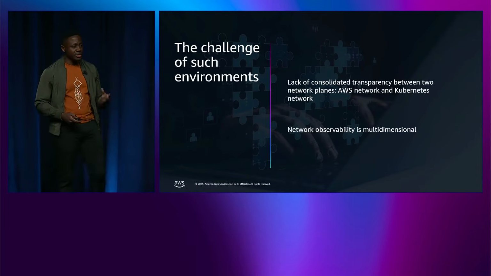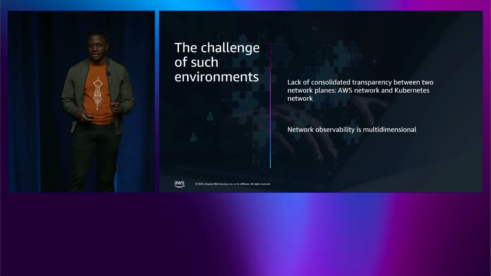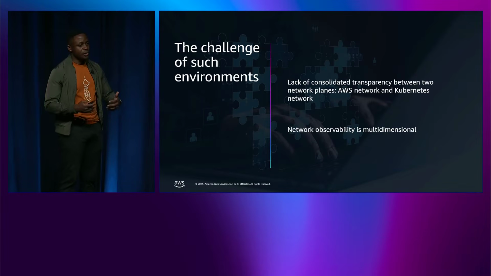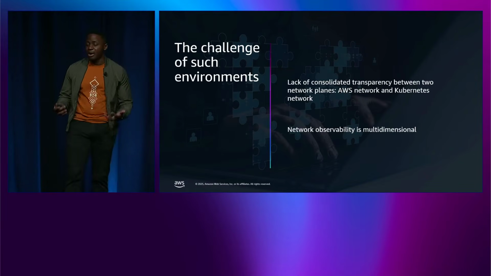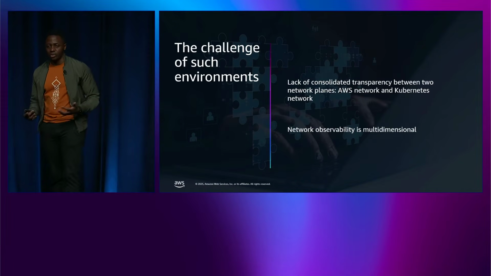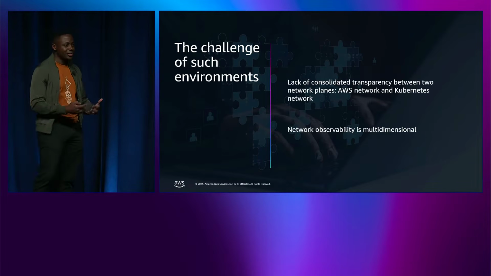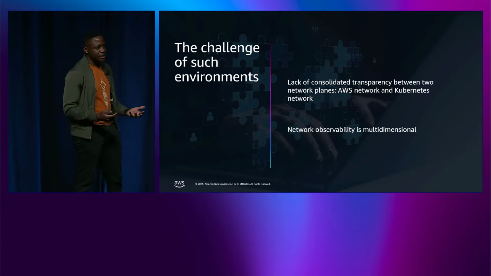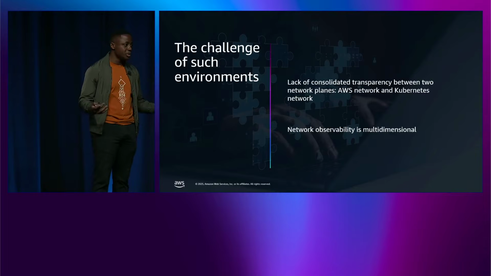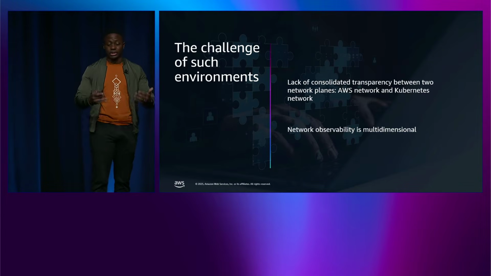Some additional challenges to be aware of, especially in the context of an EKS environment. When you're running a Kubernetes cluster in AWS, you have to be mindful of the fact that you have a broader network plane, and that is the VPC. But in addition to that, Kubernetes also has its own network plane. So you essentially have two landscapes or two network planes, which introduces additional operational complexity on your part.